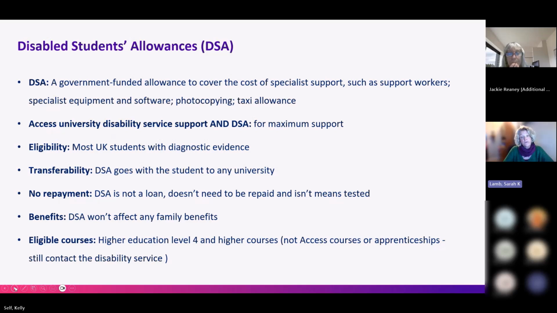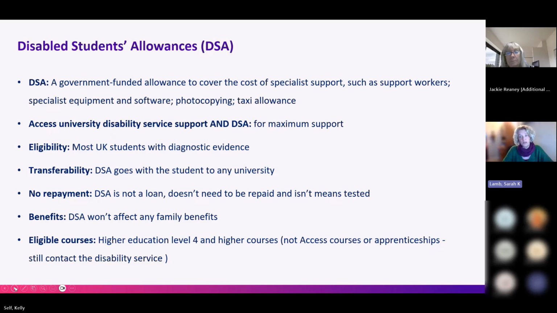The key bit to remember is that students might not know which university they're going to. But your DSA goes with the student to any university, so you can apply, like Jackie said, in March time. I always think Easter. That's what I've always had in my head. Easter's when you can apply, and they apply through the SFE portal. And then if they end up not going to their first choice, or they change, or they apply through clearing, or change courses, or do better or worse than they thought, then that needs assessment could just be amended.